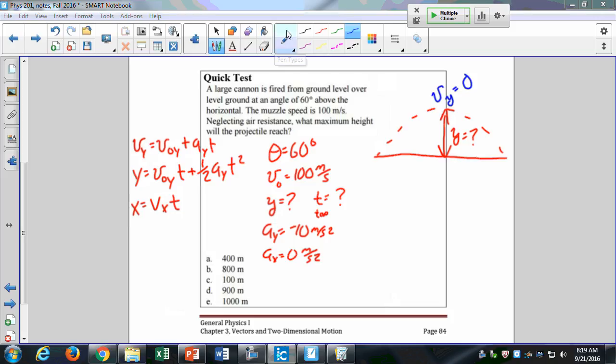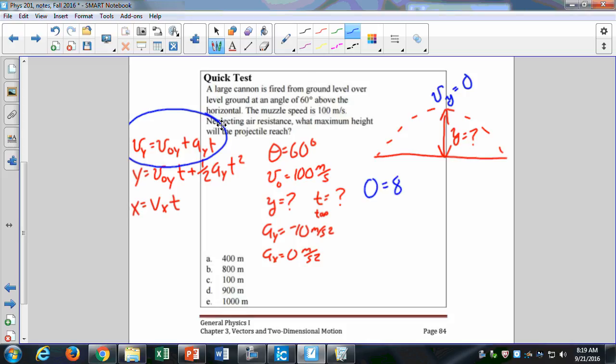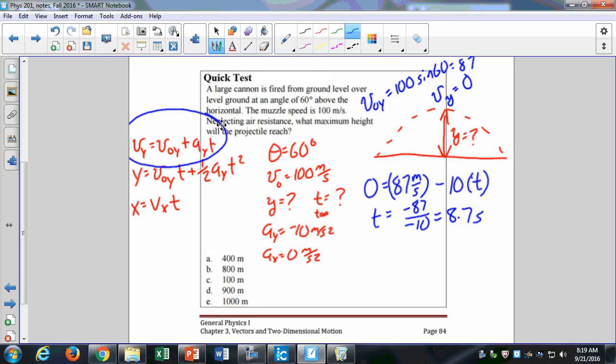So to find the time, as I said, we're going to use this. I say 0 equals 87. V naught y is 100 sine of 60, that's equal to 87 meters per second, minus 10, because a_y is 10, times T, which I want to know. And then I find T is negative 87 over negative 10, or 8.7 seconds.